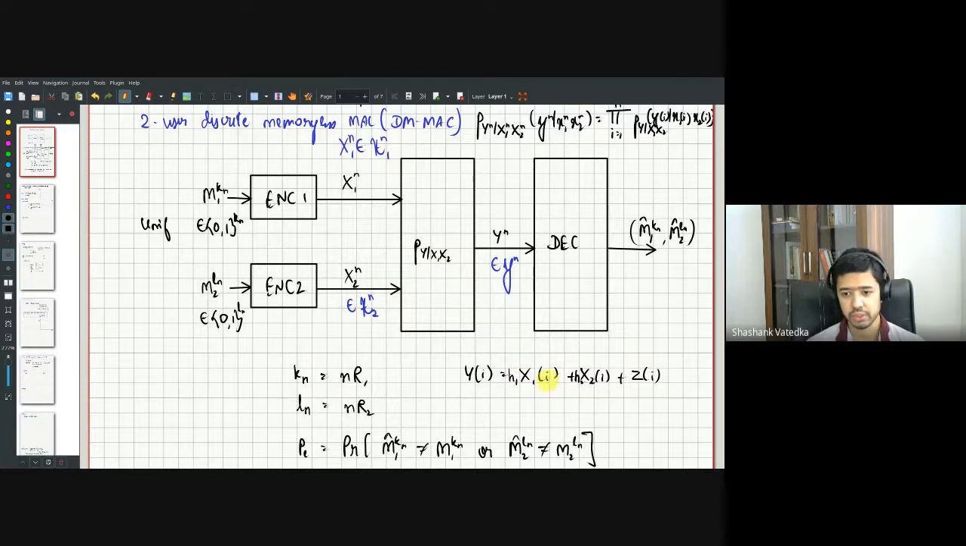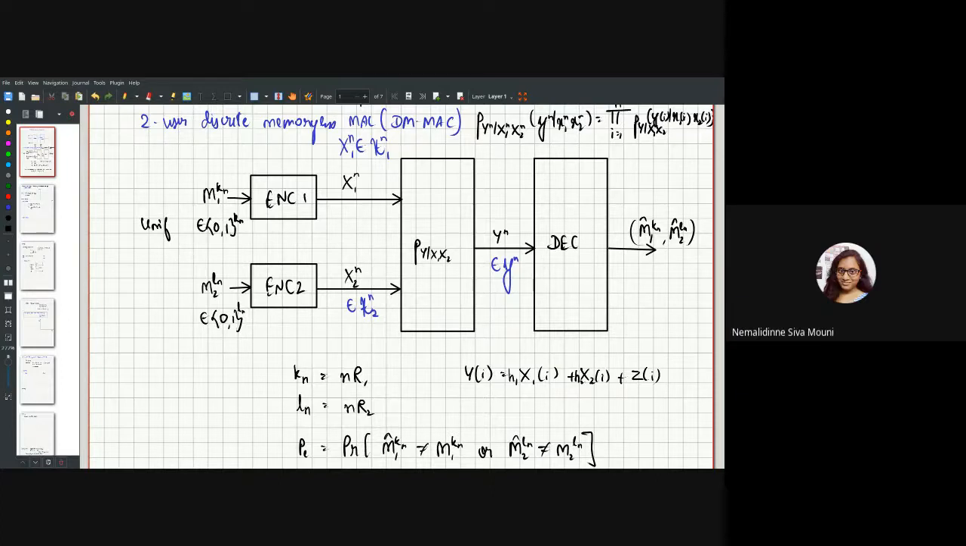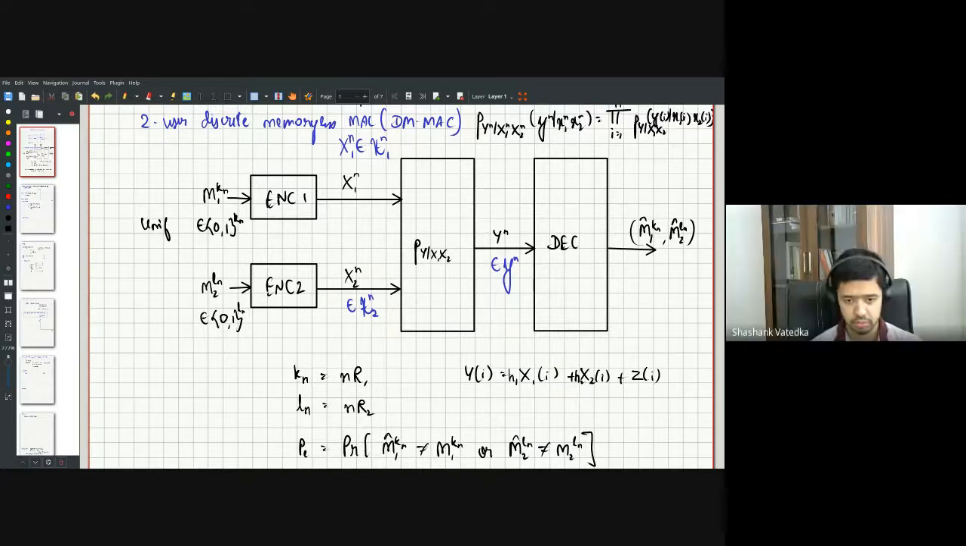Now what you send as x1 of i and x2 of i depends on the users. It depends on the system designer. But this particular channel is given to you. You cannot make any changes to this. And that is what I mean by py given x1, x2. All right. Good. Any other questions?